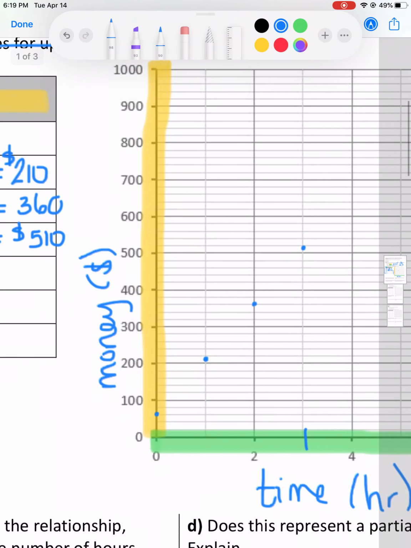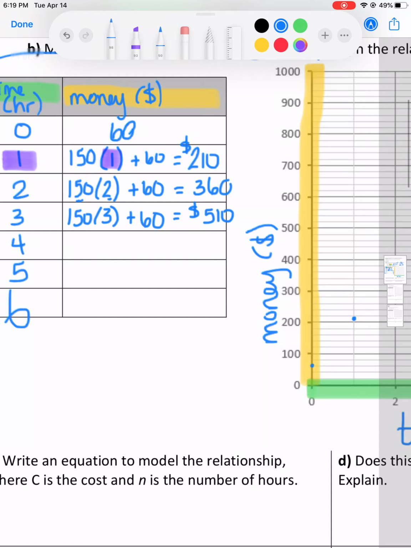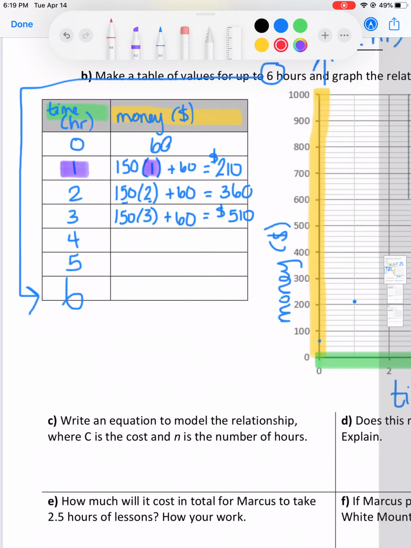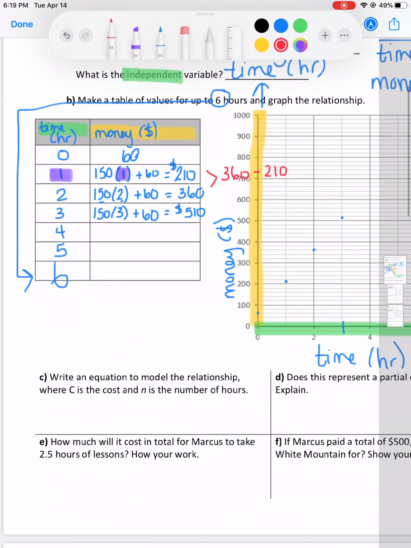Here's my 510, as close as I can get it. Okay, hopefully you guys can see the pattern by now, because as you can see, we did a table of values difference, 360 minus 210. What is that? Should be 60. Let me double check. 360 minus 210, 150.